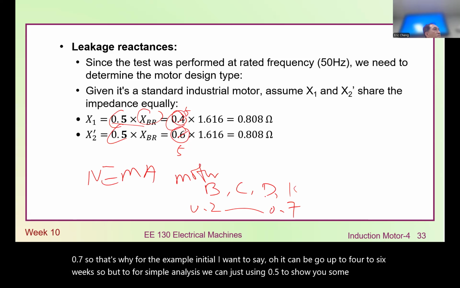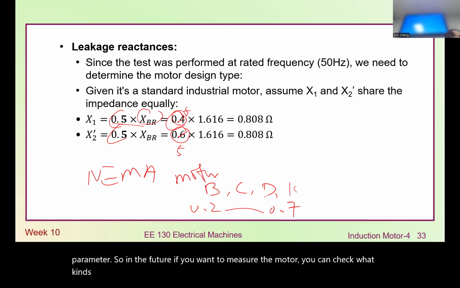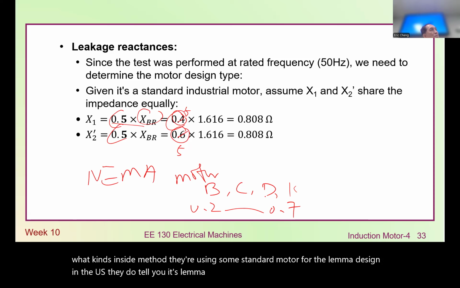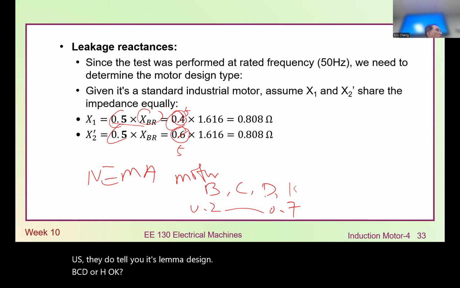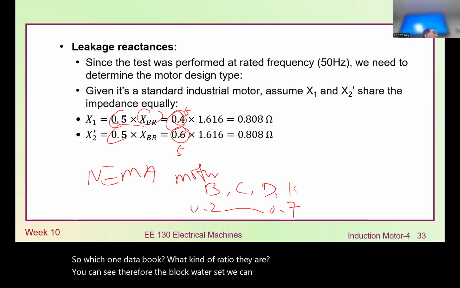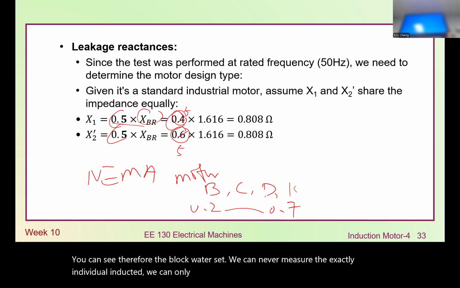So in the future, if you want to measure a motor, you can check what kind of design method they are using. Some standard motors in the US are NEMA design B, C, D, or H, or K. So from the data book, you know what kind of ratio they have. You can see that for the block rotor test, we can never measure the exact individual inductance. We can only measure the total, so that's only an estimation. All right? Any questions?